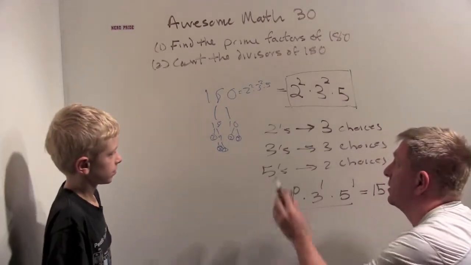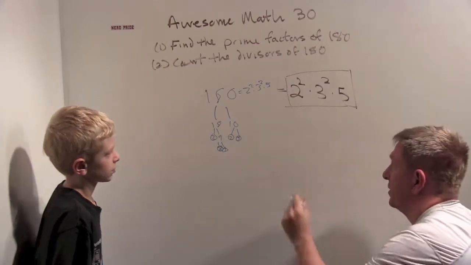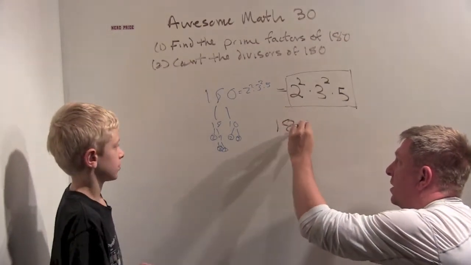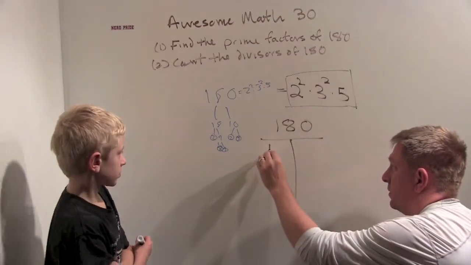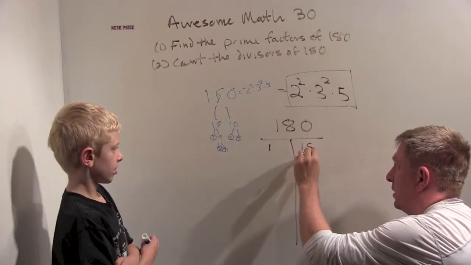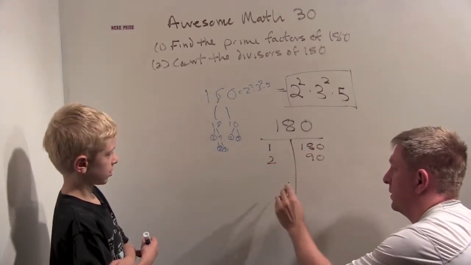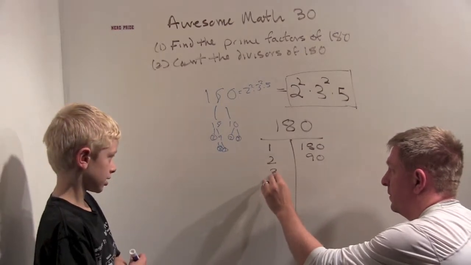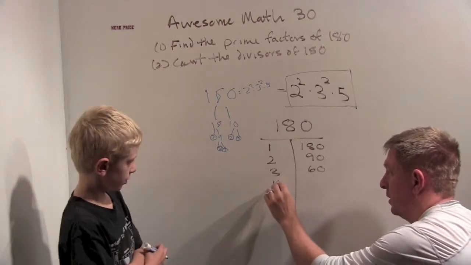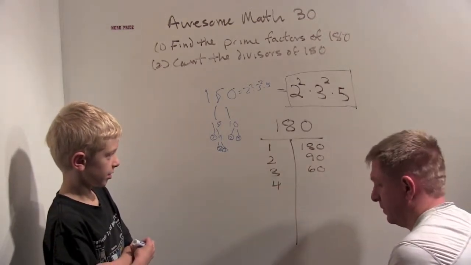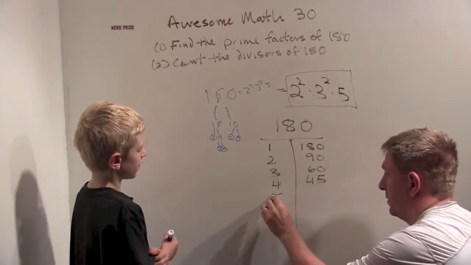Now, I think we have time. Do you want to try to list them out? Okay. We used to find the divisors like this. I would have 180, and we would list them out in pairs. 1 is 180, 2 is 90, 3 is 60, and then 4 is 45, and then 5.